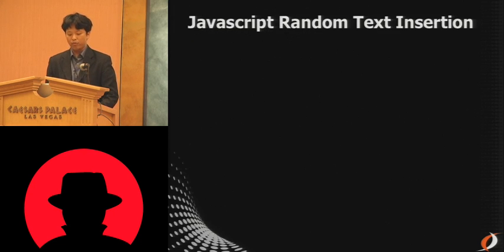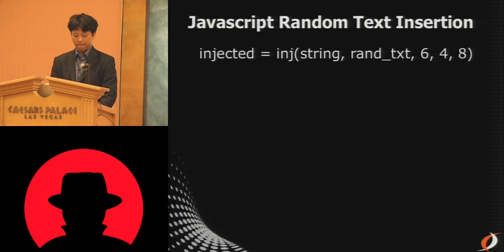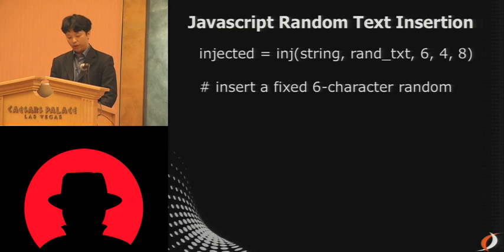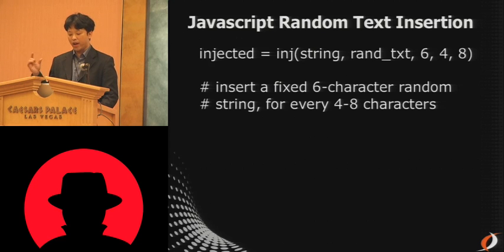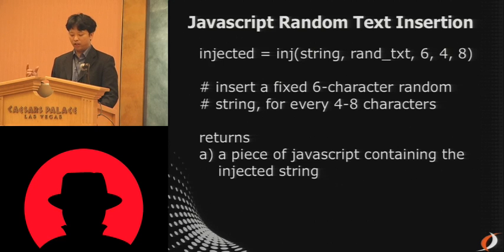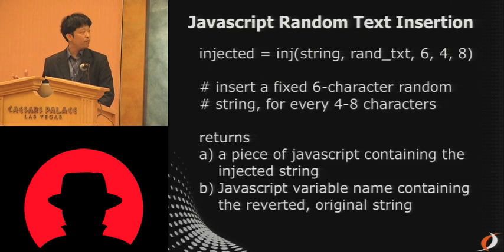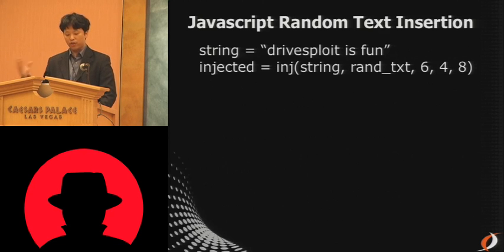Second is called JavaScript random text insertion. It's a very used technique, and it actually works very, very well. It takes a string as input, and you specify 6, 4, 8, as in this case. You're saying to insert a fixed 6-character random string for every 4 to 8 characters. So it returns a piece of JavaScript containing the injected string, and also a JavaScript variable name containing the reverted original string. So here you have a string.